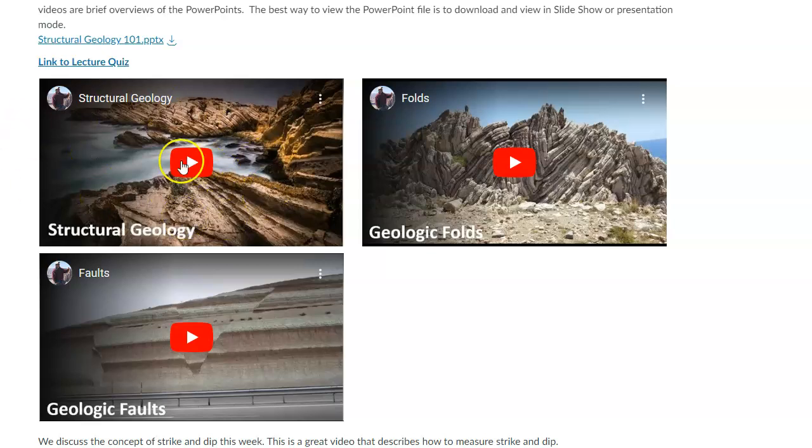So the main, of course, PowerPoint here is going to go through all of these things. I've broken it down, the video and the talk over of the PowerPoint, into these three different videos here. So the structural geology is just the overview of what are they, and you're going to get into this concept of what's called a strike and dip. It's a way in the field to measure the orientation of layers that are no longer flat.